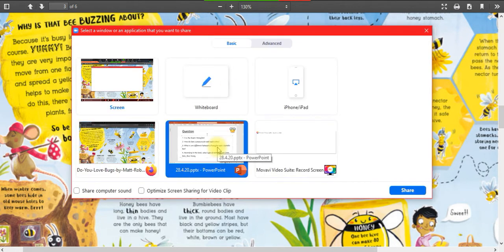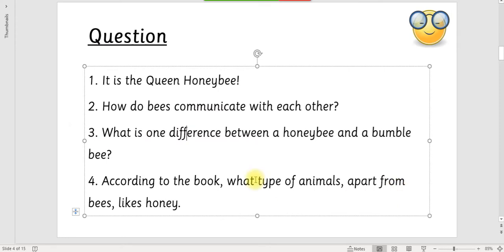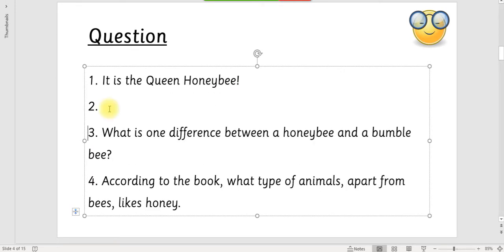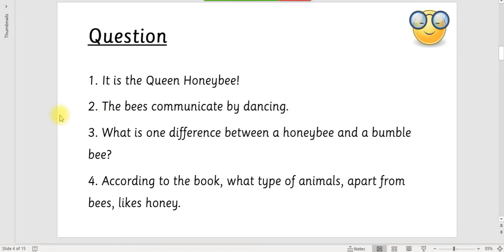So when our question says, how do bees communicate with each other? Well, we could say for our answer, if you think you know your answer, don't forget to write it down. We could say, the bees communicate by dancing. Perfect. We've done 2 out of our 4 questions now. That's really good. Next question is, what is one difference between a honeybee and a bumblebee?